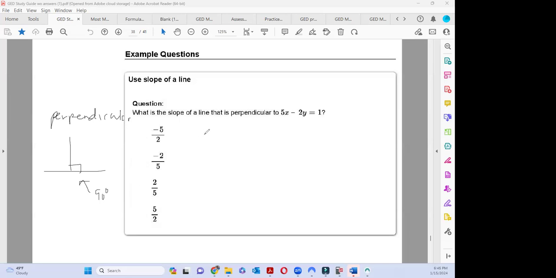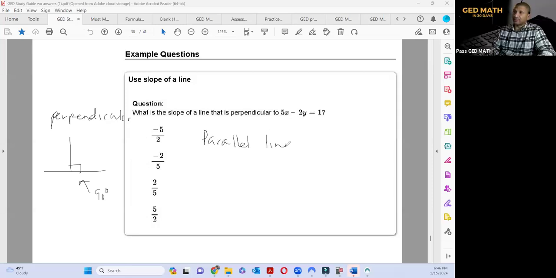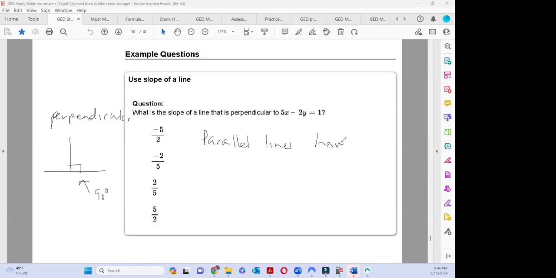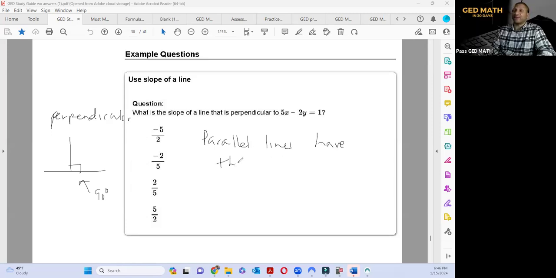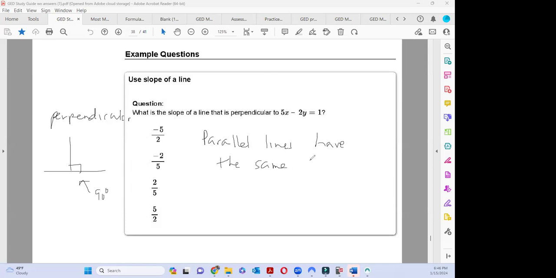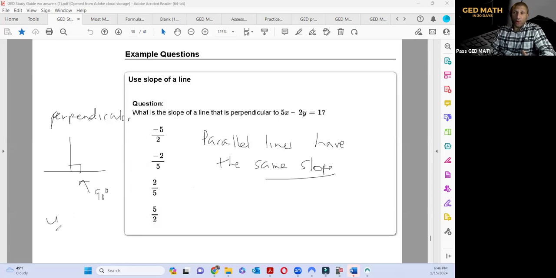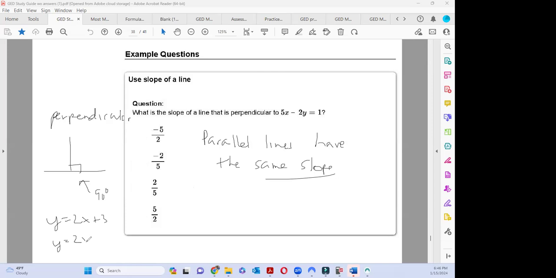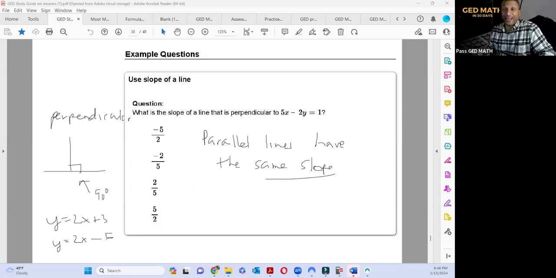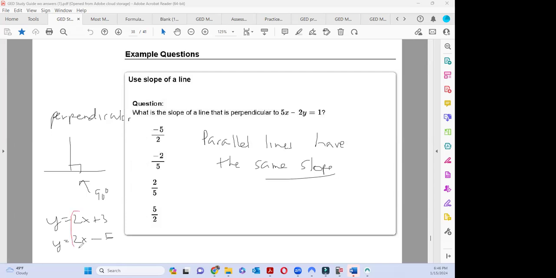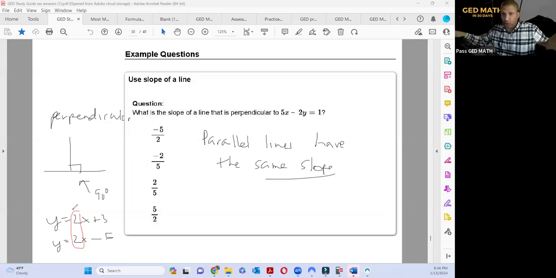So one thing you have to know: parallel lines have the same slope. They're not the same line, but they have the same slope. Because remember, let me give you an example. y = 2x + 3 and y = 2x - 5 are not the same line, but they both have the same slope. Both of them had a slope of 2. These two lines are parallel to each other and will never cross each other.